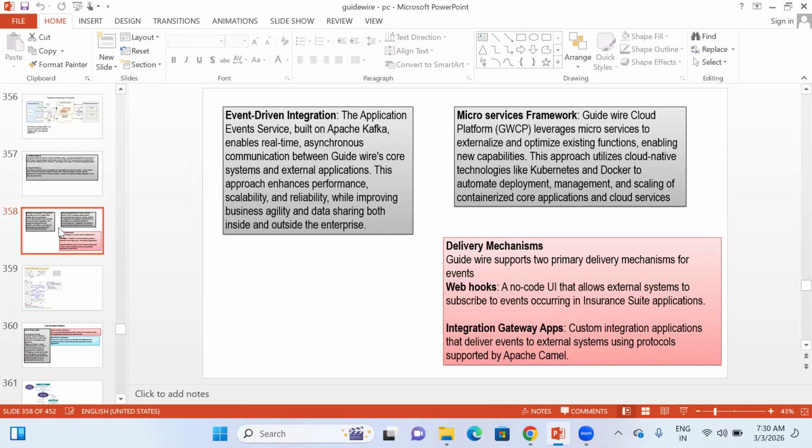Third, the event-driven integration part. When it comes to the application of these event services, as I stated, it is more or less built on Apache Kafka only, so that is ignorable.